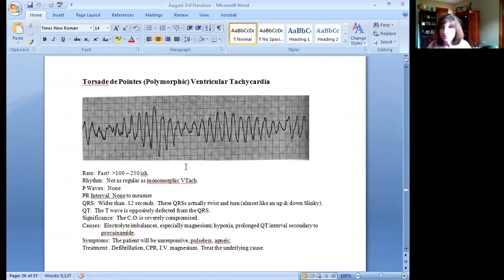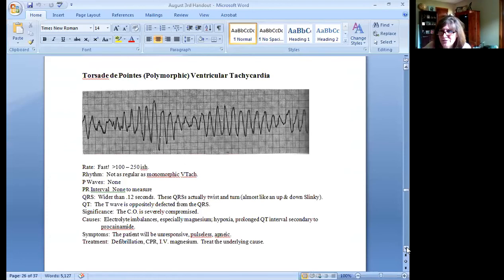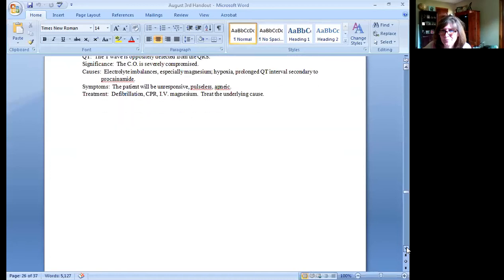And lots of things can prolong your QT, even certain antibiotics. Google that. I challenge you to Google what meds can prolong the QT interval. You're going to be a little concerned. It's more than you think. All right. But we'll go ahead and finish that code when we get to VFib.